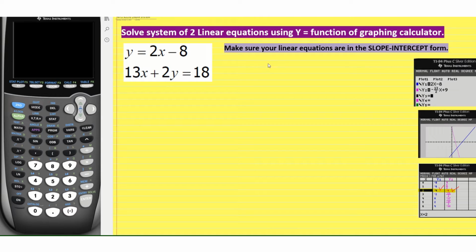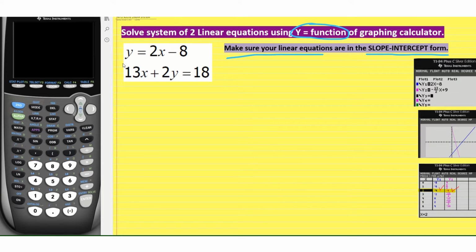Hello, this is Charlene. We are going to solve a system of two linear equations using the y equals function of our graphing calculator. The first thing we need to do is make sure that both of your equations are in the y equals mx plus b format, which is the slope-intercept form.